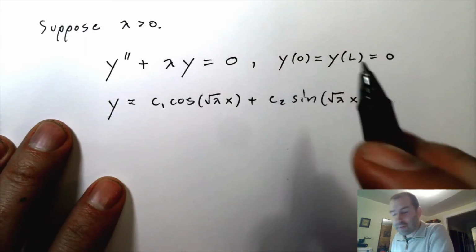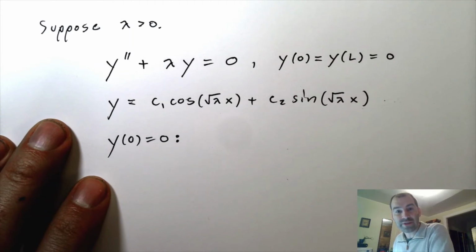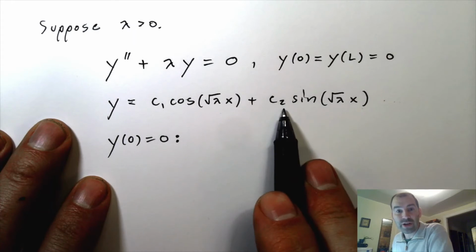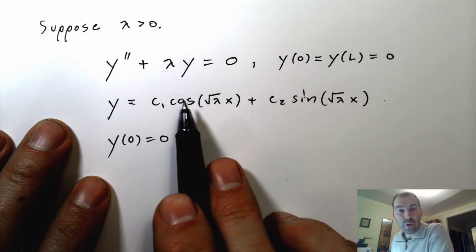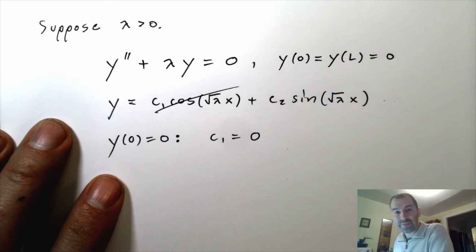Okay, well let's look at these boundary conditions one at a time. y of 0 equals 0. What does that tell us? Well, if we plug in 0 for x, this whole term is 0 because sine of 0 is 0. And this term is equal to 1, so C1 must be 0. So this term's gone.